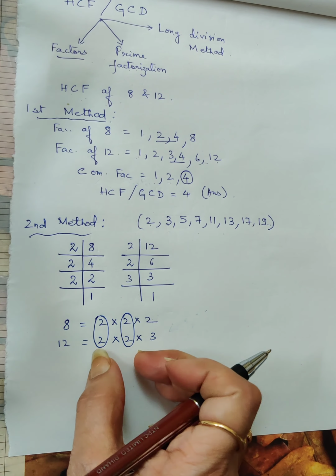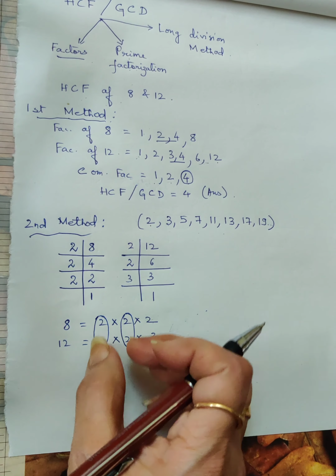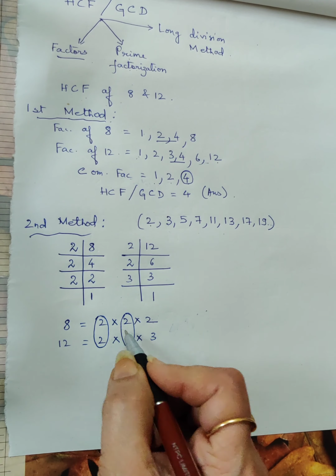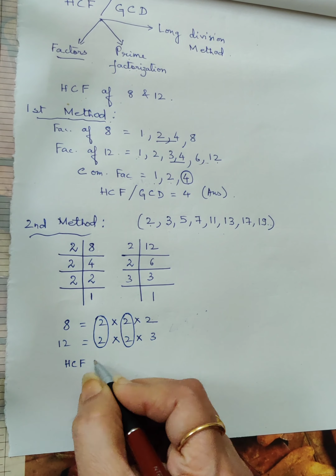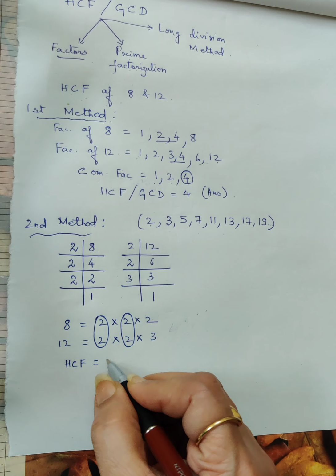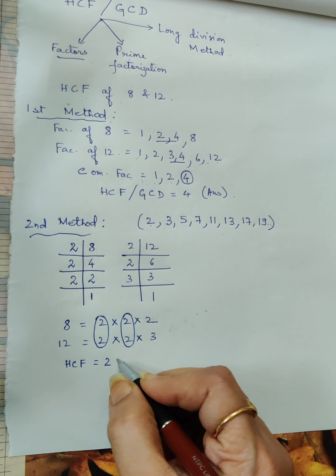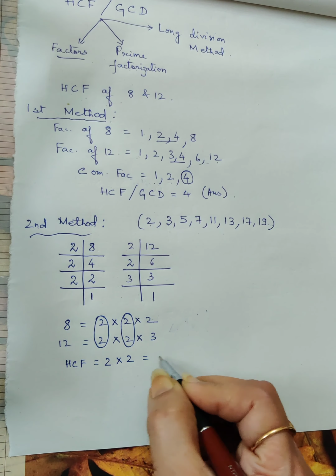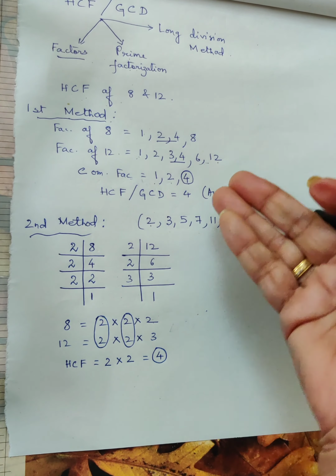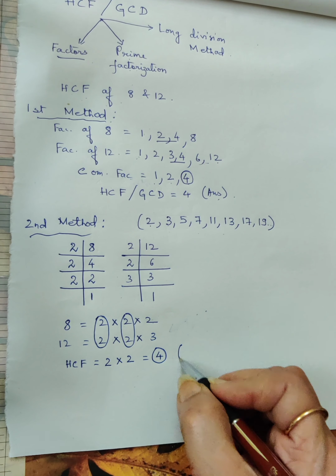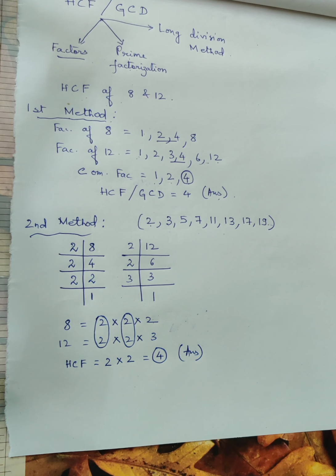You have children, what you have to do? You have to find the common pairs. If the pairs are common, the HCF will be just these 2 are forming one pair, so we take single 2. These 2 are forming another pair, we take single 2 from this, and the HCF will be 4. As we have already seen here, the HCF is 4. This method is called prime factorization, where we just take the numbers, use the prime numbers to factorize them, and then find out the HCF.